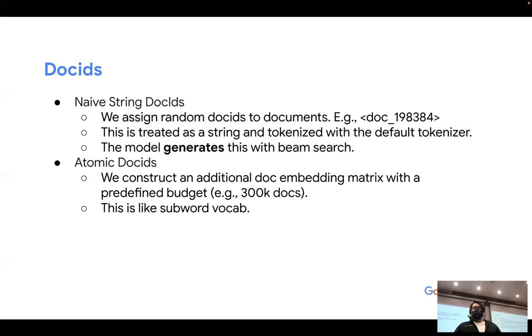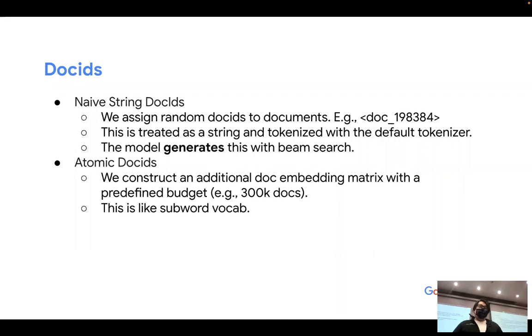This is actually quite absurd, because the document IDs don't mean anything. They're just random numbers, right? It's very similar to how vocabulary is handled in NLP, where there's no meaning to how you assign an ID to a certain subword. So the first method we try is naive string IDs, and we actually find that this worked reasonably well. It's quite an absurd idea, but it works well. This is also another interesting finding of this paper.